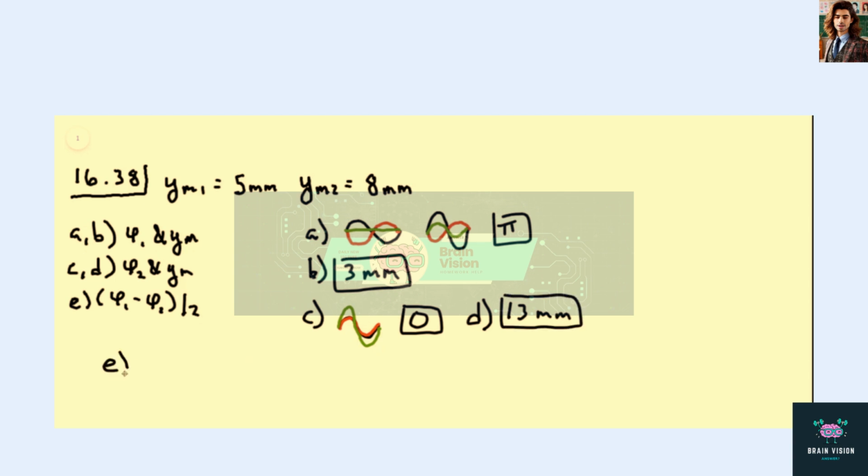Then for our last part here, we want phi 1, which we said is pi, minus phi 2, which is 0, divided by 2. So clearly this is pi over 2. Or yes, pi over 2 is also 90 degrees.